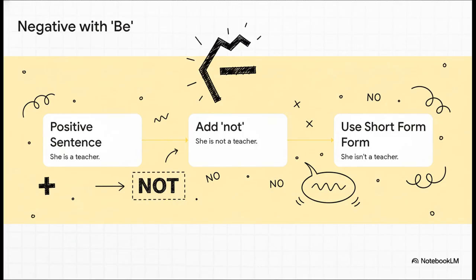So how do we make it negative? Well, it is super simple. You literally just add the word not right after the verb. She is a teacher turns into she is not a teacher. And in real life, we just say she isn't. That's all there is to it.